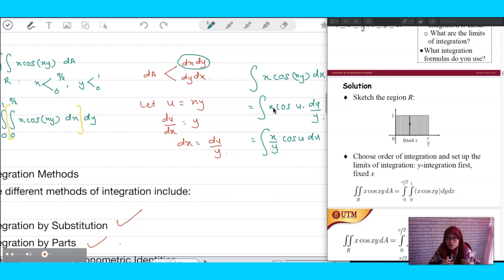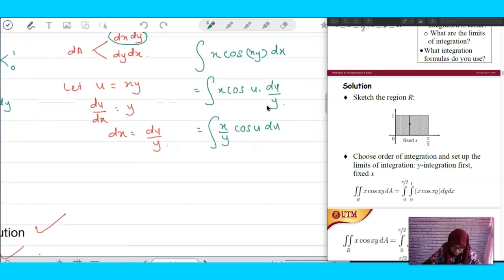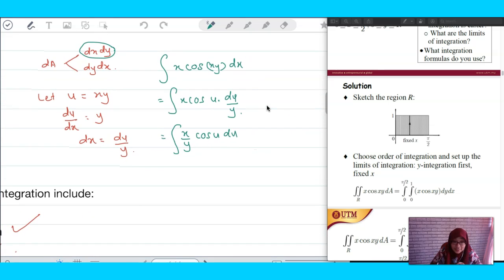So when you implement the substitution, you should eliminate the x. No more x, just u. And also y, because y can be dealt with later, but not for x. You should have u here. So it looks like you have to replace. You still cannot integrate yet, but you have to replace the x in terms of u. So it looks like you can get it from here. So your x is equal to u over y. So you have u over y cos u du.